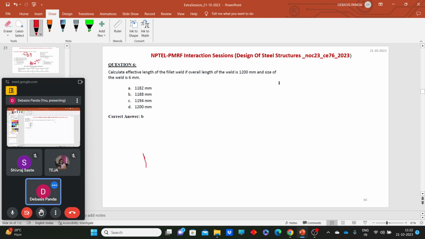That means L effective of the weld should be calculated as L overall minus 2s. So here the overall length is given as 1200, minus 2 into the size of the weld, which is given as 6. So that means 1188 mm. It's a simple question, but you should remember this, and most importantly, it should come to your mind immediately during the examination. That is most important.